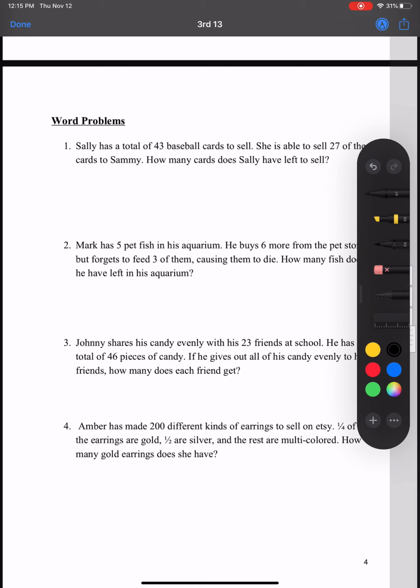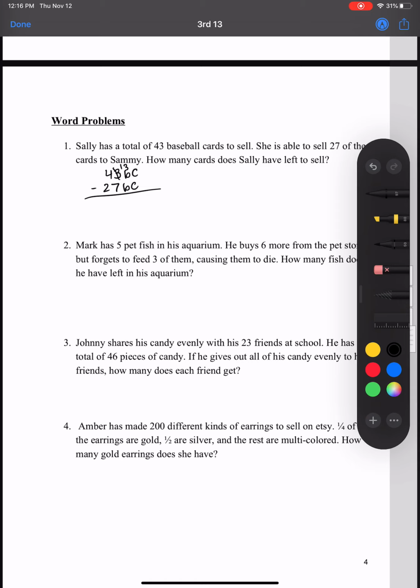Sally has a total of 43 baseball cards to sell. She's able to sell 27 of the cards to Sammy. How many cards does Sally have left to sell? So she originally has a total of 43 baseball cards, and she sells 27 of them to Sammy. So you would subtract 27 baseball cards from 43 baseball cards.